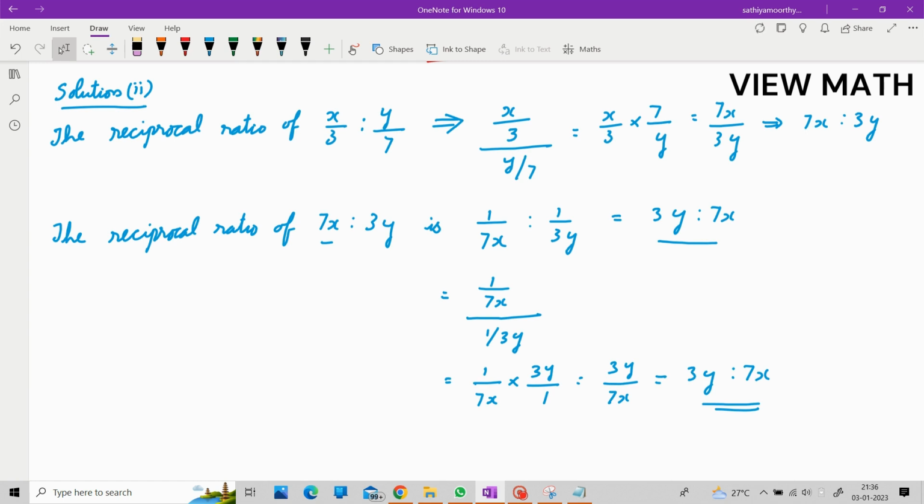So you can do this calculation and you can write the reciprocal ratio, or simply you can write the reciprocal of 7x as 1/7x and 3y as 1/3y, and just you can write it as 3y is to 7x.